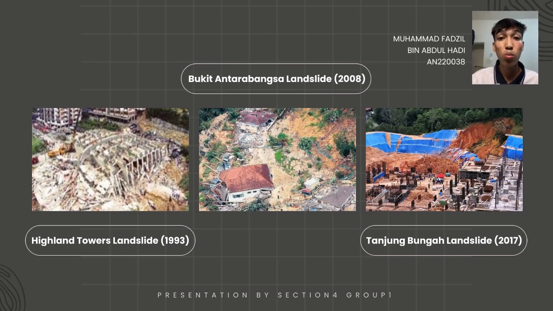And lastly is the Tanjung Bunga landslide of 2017. This landslide took place in Penang, where a construction site for a residential project experienced slope failure after a day of heavy rainfall. The landslide resulted in 11 fatalities and raised concern about hillside development practices in the state.